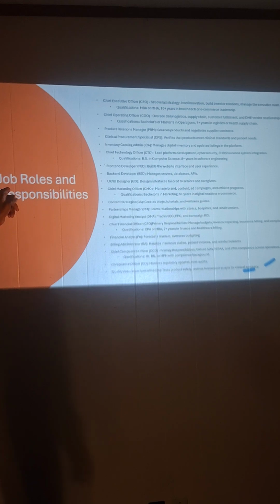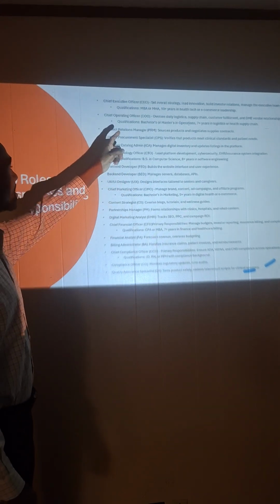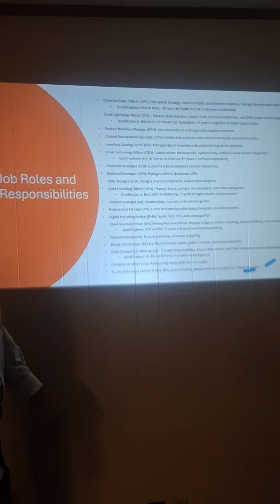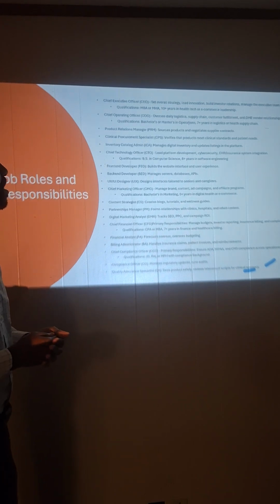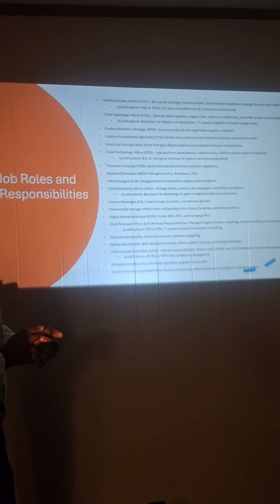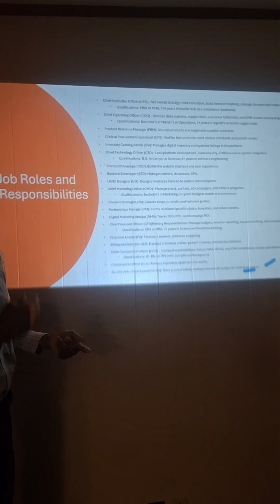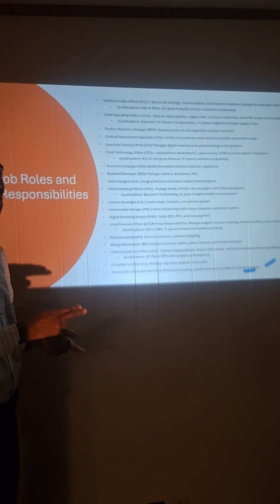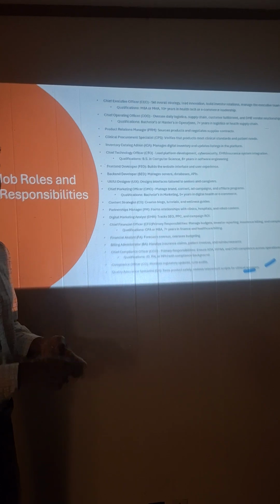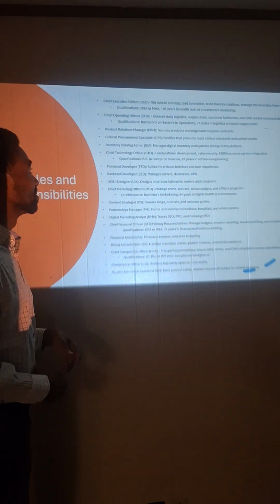Here we have job roles and responsibilities. It's a lot, but at the top you'll see the chief executive officer. They set the overall strategy for the organization, lead innovation, build investor relations, and manage the executive team. The executive team will be the CEO and the other C-level executives: the chief operating officer, COO, chief financial officer, CFO, chief technology officer, and so on and so forth.